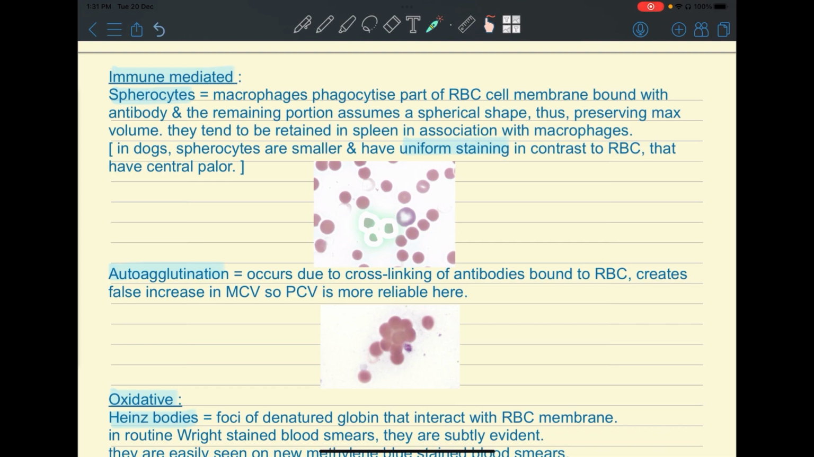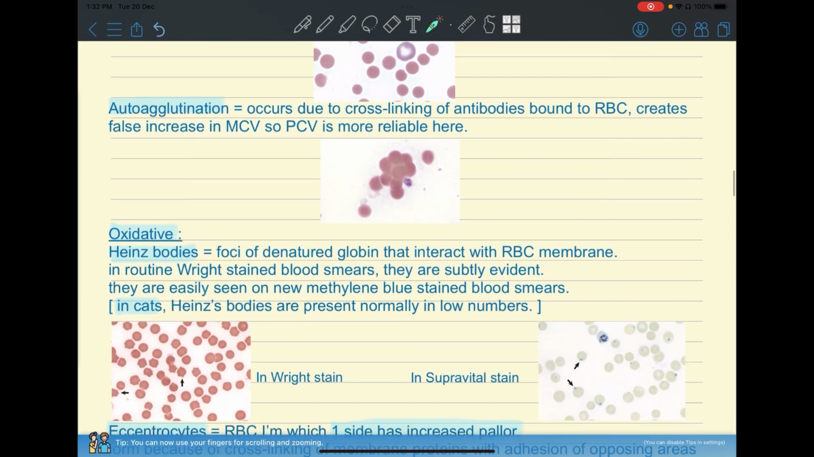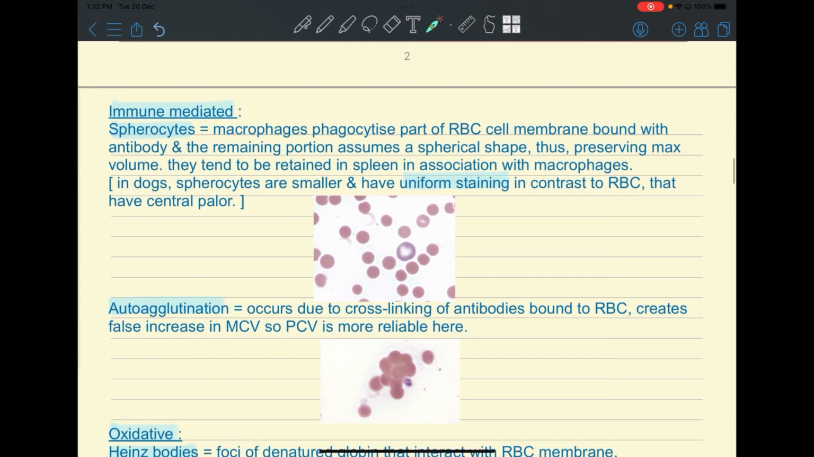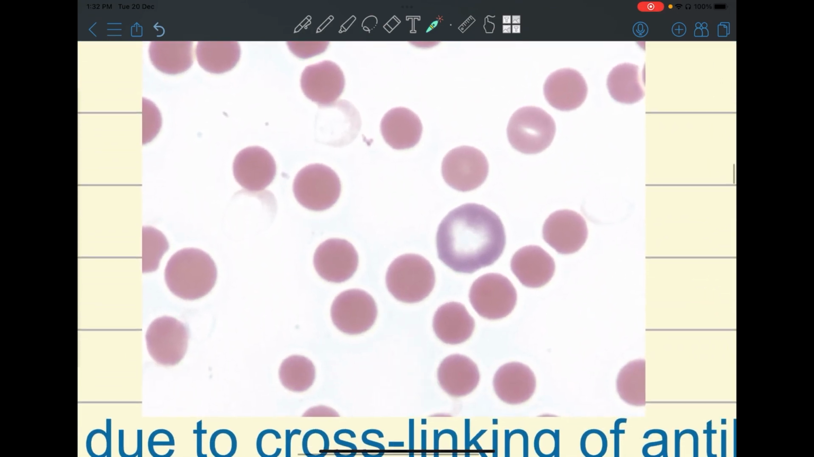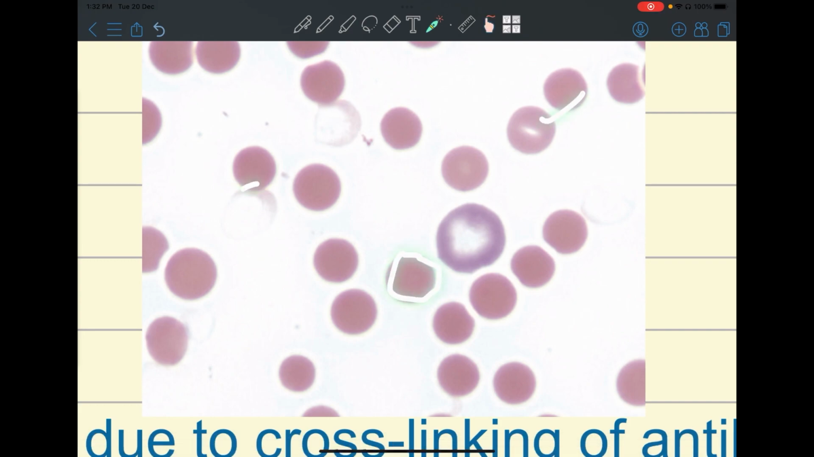Then autoagglutination, this is the clumping of RBC that you can see here. Then oxidative. One thing that I forgot to mention here, sorry. In this picture, this is a normal RBC, this is a spherocyte, and these two things which are present here, they are called ghost cells. Ghost cells are present in all these subtypes of hemolytic anemia.